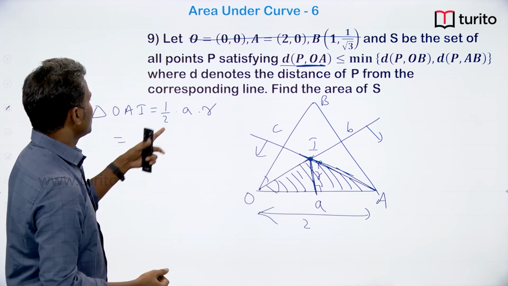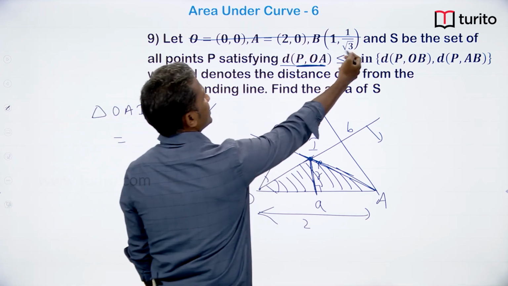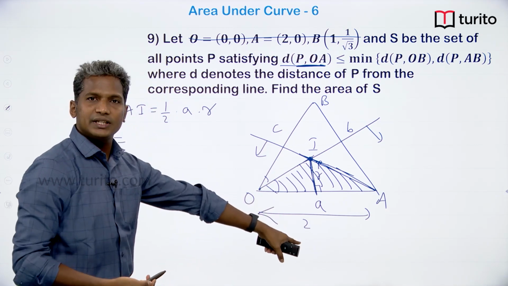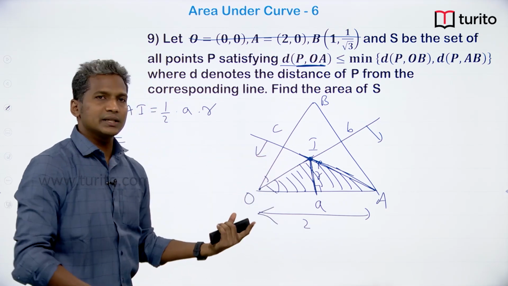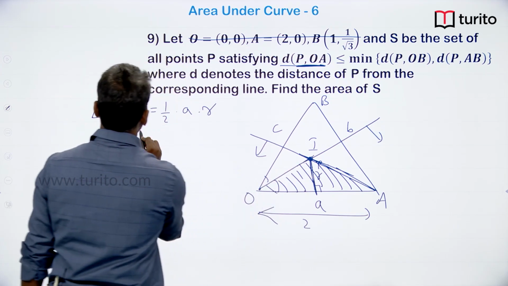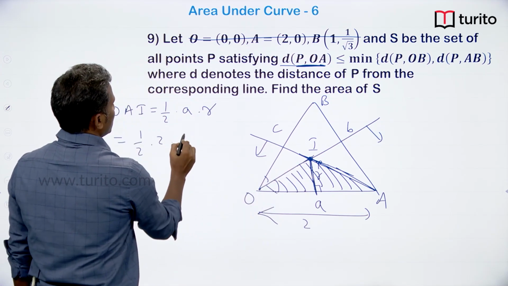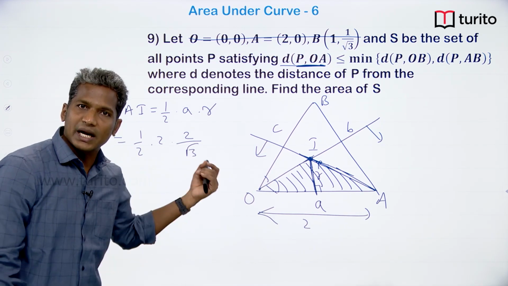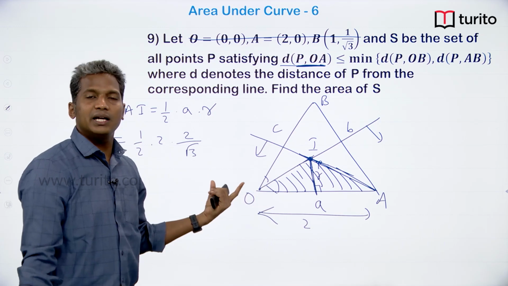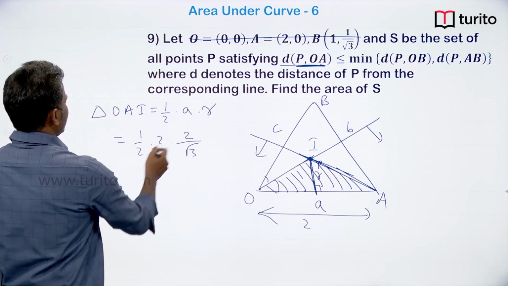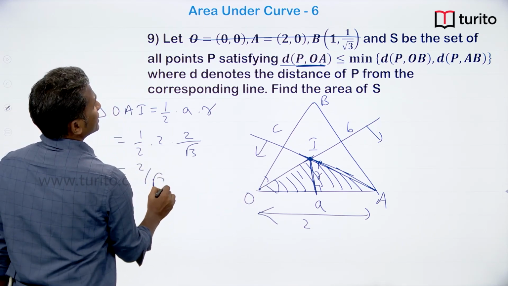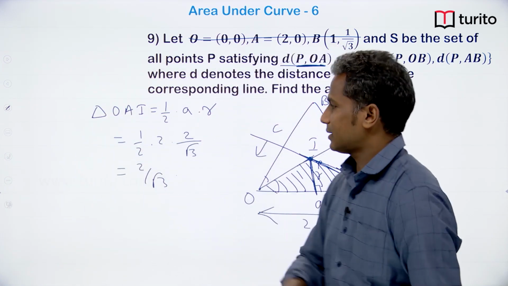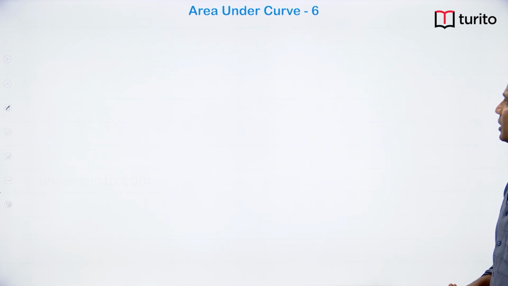Here, because we have seen that the triangle is going to be equilateral, we just need one side, which is 2, to get the inradius. We know that the inradius is going to be side by root 3. If we take the side as a, it will be a by root 3. So if we simplify it, we will get 2 by root 3 as the required area. You can get the numbers later. Okay, so I think we have closed.